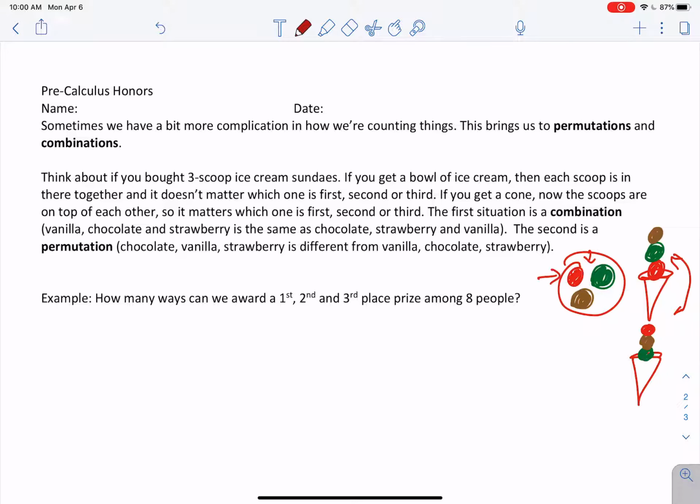The situation of the bowl, where the order doesn't matter, is called a combination. Order does not matter. Whereas the cone, this is a permutation, where order does matter.